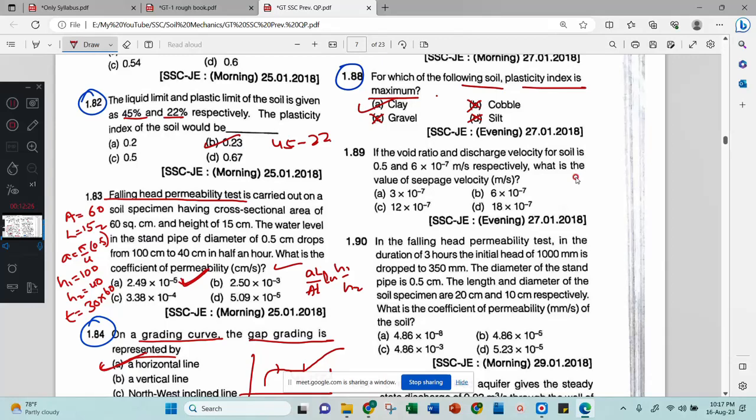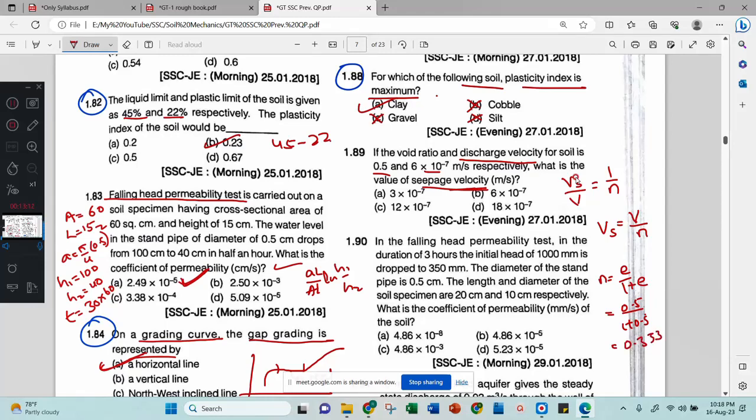If the void ratio and discharge velocity of a soil are given, what is the seepage velocity? Seepage velocity by discharge velocity is equal to 1 by n. Discharge velocity is given, seepage velocity is wanted. Therefore, seepage velocity is discharge velocity divided by n. And n equals e divided by 1 plus e. Here e is 0.5, so 0.5 divided by 1.5 is 1 by 3, which is 0.33.